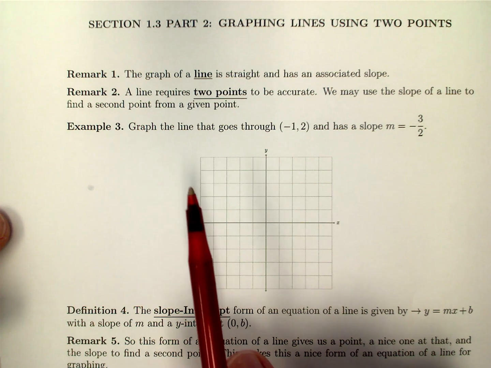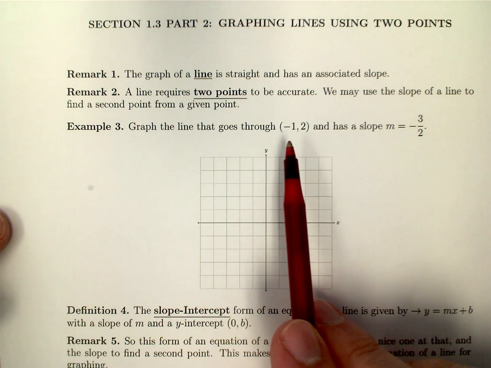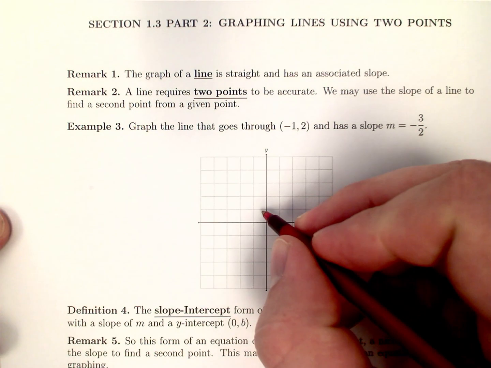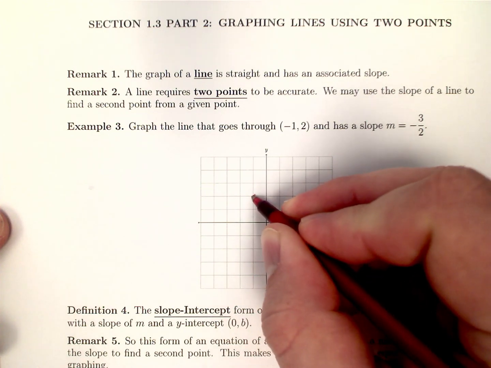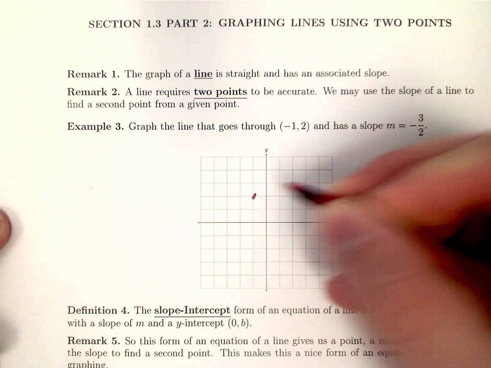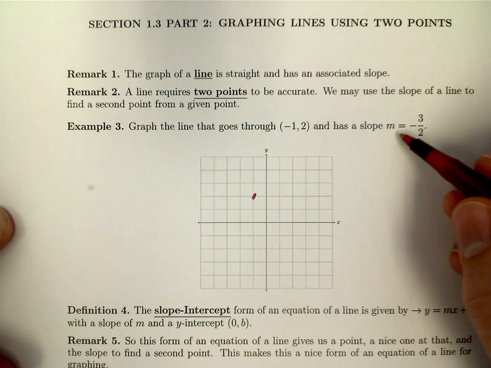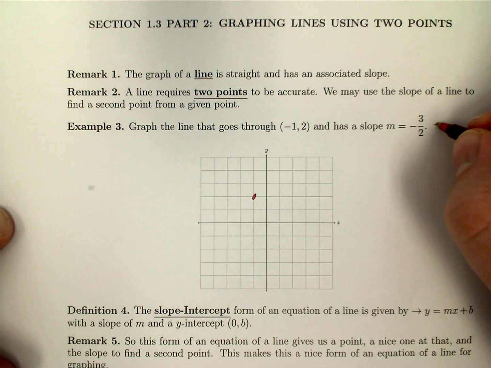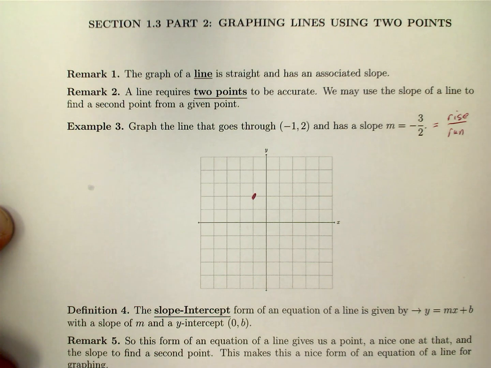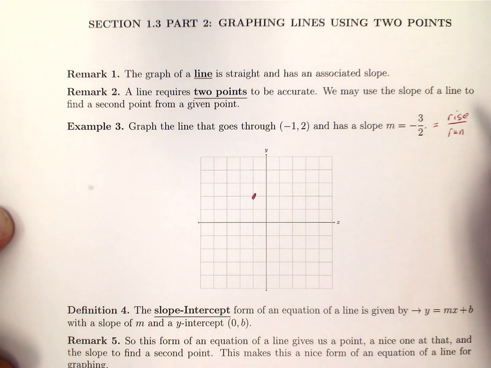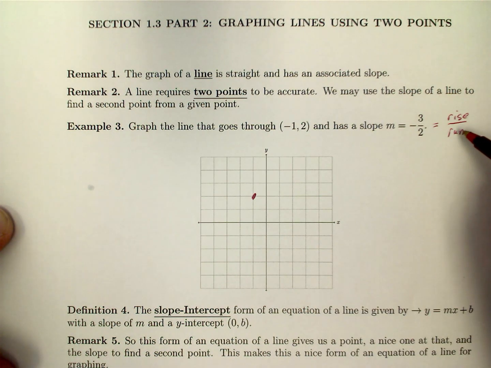So with the graph of the line, if we take (-1, 2), we graph this point, -1, +2. So we have this point, and we have a slope. And again, remember that slope is given by rise over run. We can go from this point and we can rise and run to a second point.